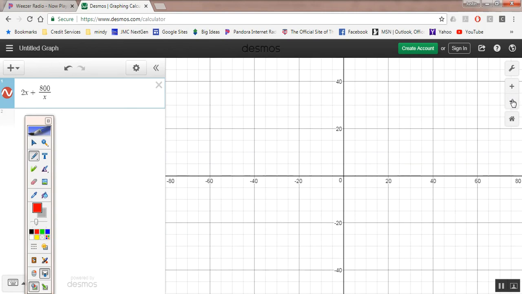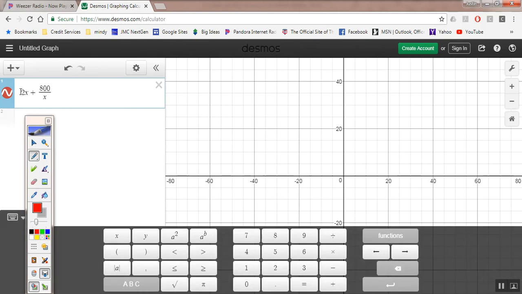I guess I could put y equals in here. It doesn't like this for some reason. It's at like 100. Keep zooming out. Keep zooming out. Okay.